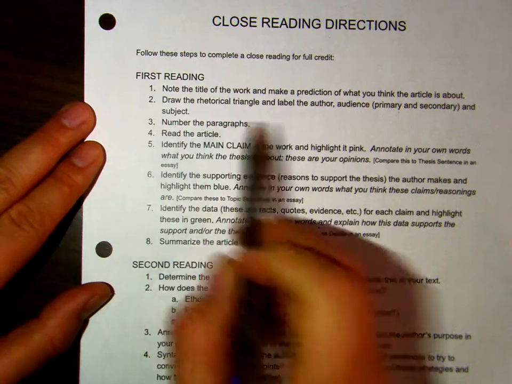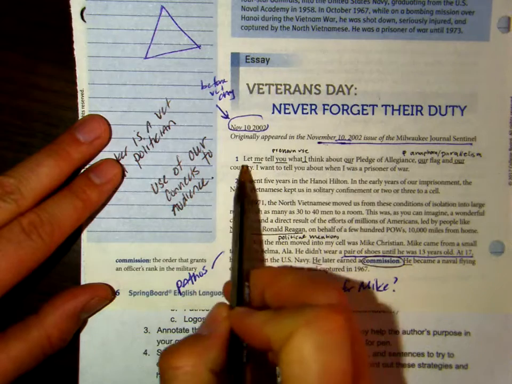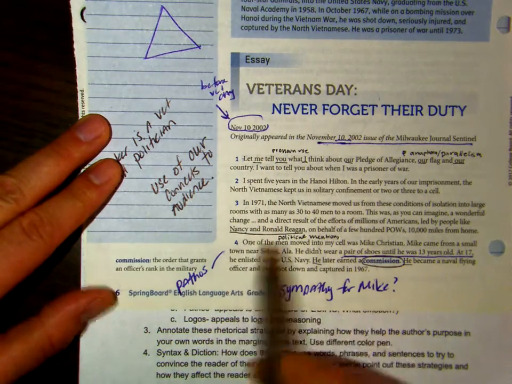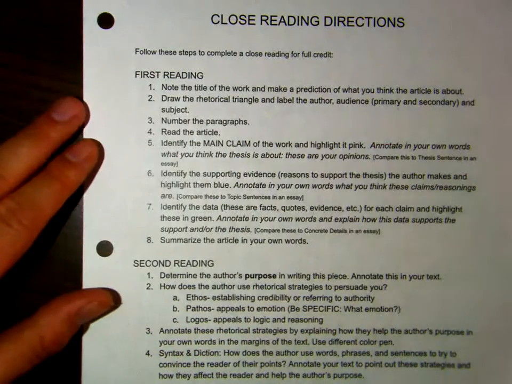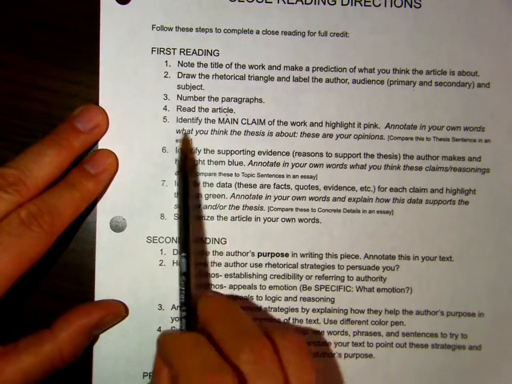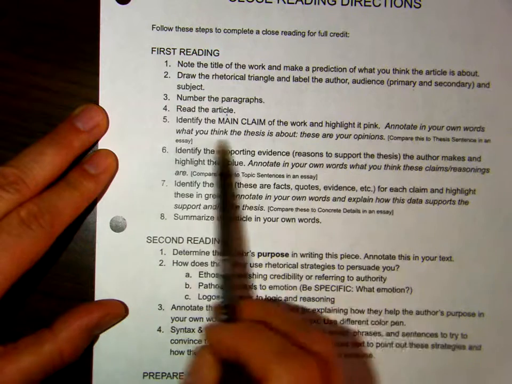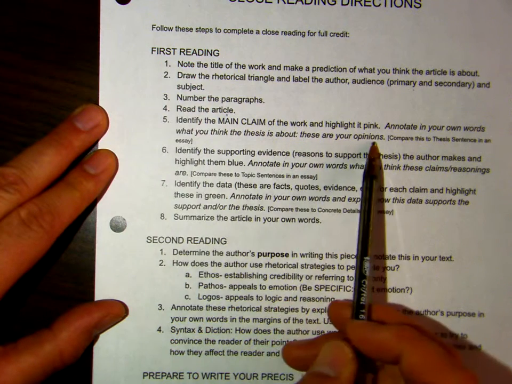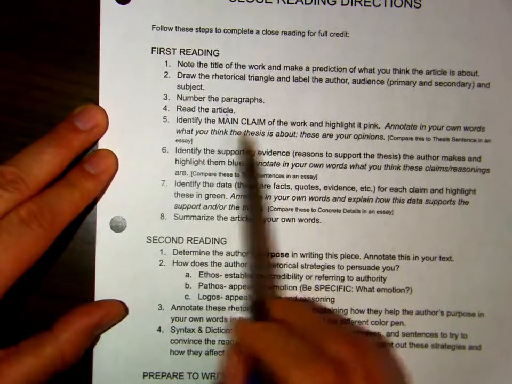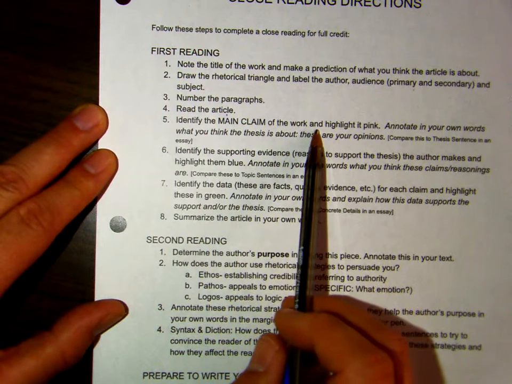Next, you want to number the paragraphs. In Springboard, it's done for you, but if not, you would want to do it like this. There's 1, 2, 3. Every time a paragraph indents, you're going to want to number it so it's easy to reference. Then you're going to want to read the article. Then you're going to want to identify the main claim of the work and highlight it pink. Annotate in your own words what you think the thesis is about. These are your opinions. Think of this like the thesis for your essay. It's the overall main idea of the reading that you're doing or of the speech that you're listening to or whatnot.